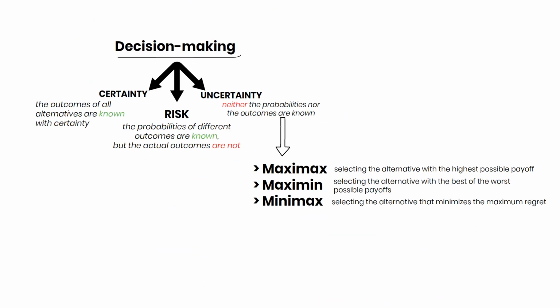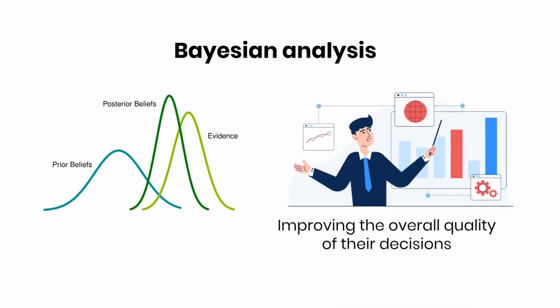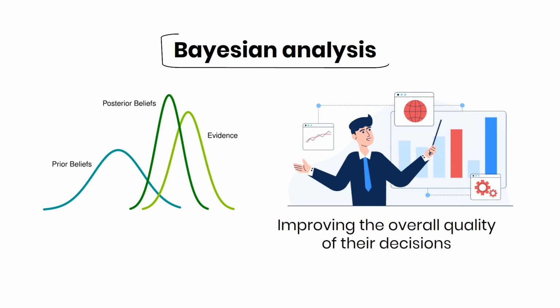The decision-making process involves a systematic approach to identifying and evaluating alternatives. Different decision-making environments, certainty, risk, and uncertainty, require different techniques for evaluating choices. Bayesian analysis allows decision-makers to update probabilities based on new information, while utility theory provides a framework for evaluating choices based on overall satisfaction or value.